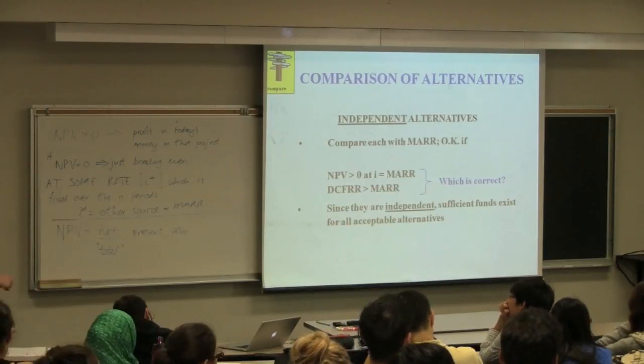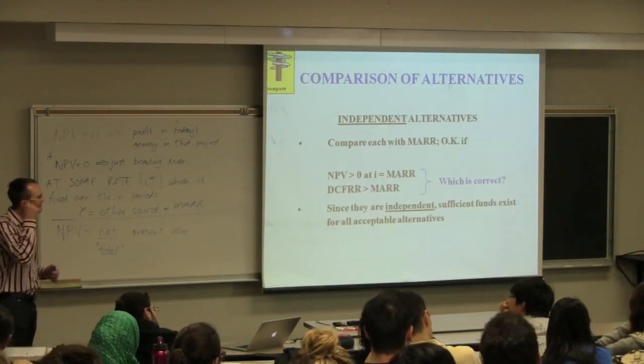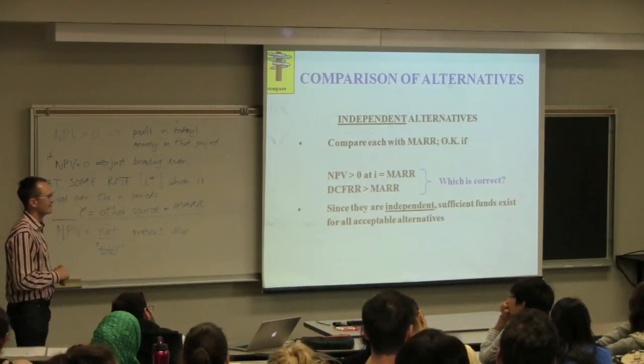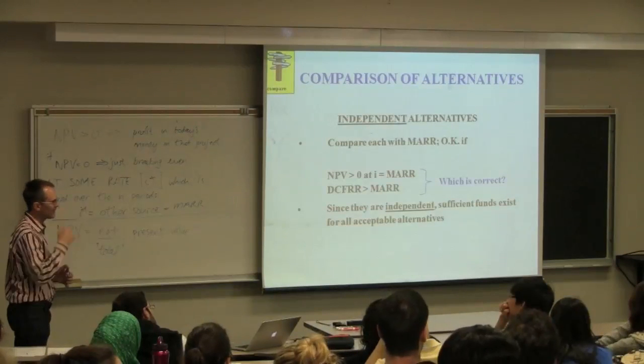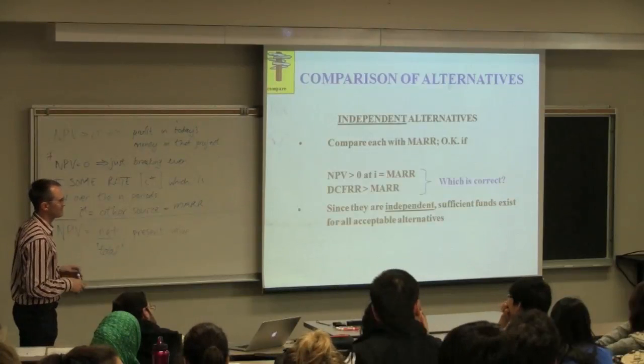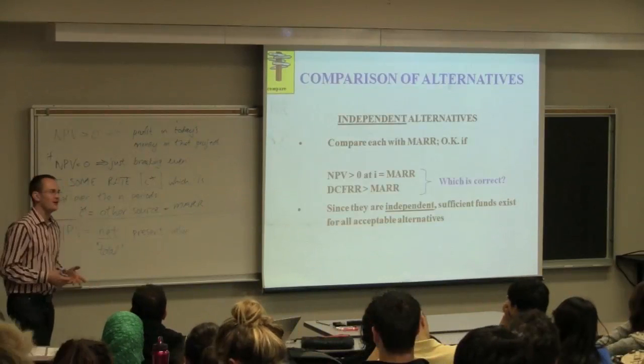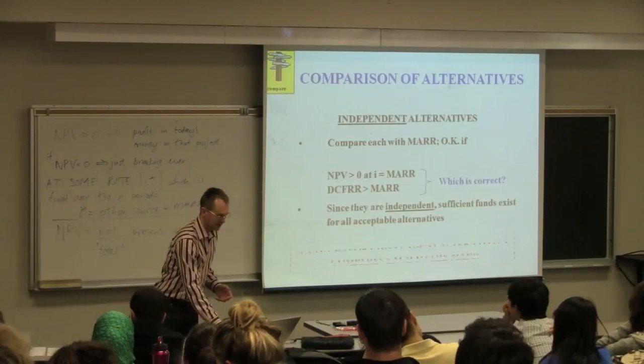Andrew? I'd go with the second one, because if you have a MARR already set up, then you can invest that into the stock market and get back 5%. That's one way of investing it, and the only way you can put a project over that is if you have an appropriate DCFRR. Okay, so we've got multiple answers here.